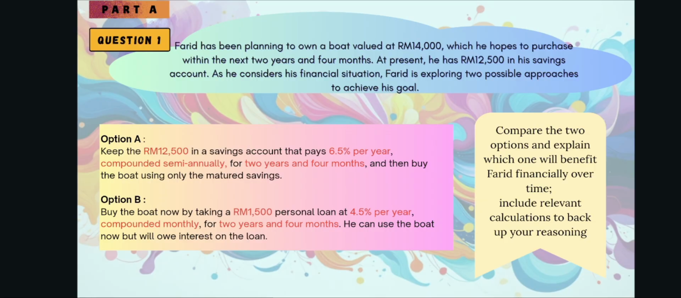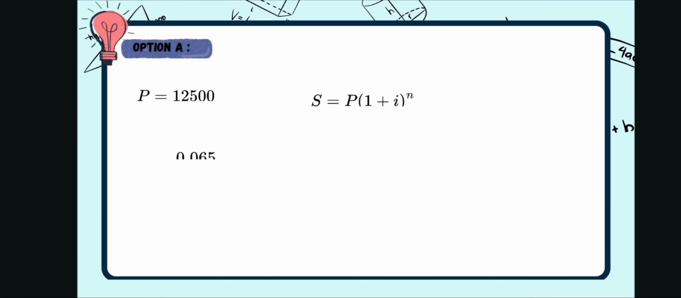Option A keeps RM12,500 in a saving account with 6.5% annual interest, compounded annually for 2 years and 4 months. Option B, buy the boat now by taking a personal loan of RM1,500 at 4.5% interest, compounded monthly for the same period. Our task is to compare both options and determine which one benefits him more over time, using calculation to support our reasoning.